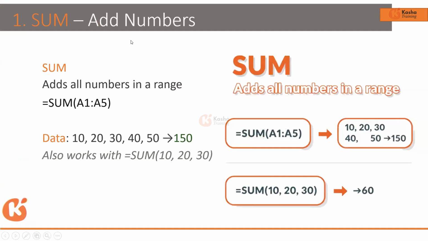The first, we're going to use is SUM. Sum is nothing, it's just that you have to add all the numbers in a range. For example, here you can see you have data which is 20, 30, 40, and 50. If you add all these together, you get 150. So this is what sum is. Now let's see the next formula.